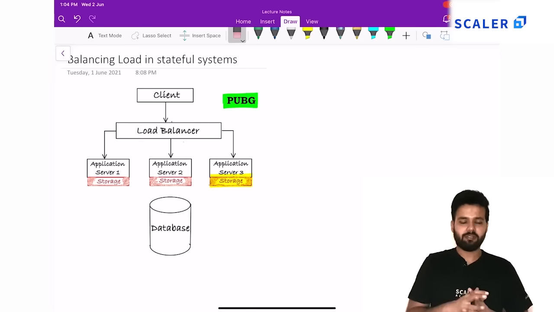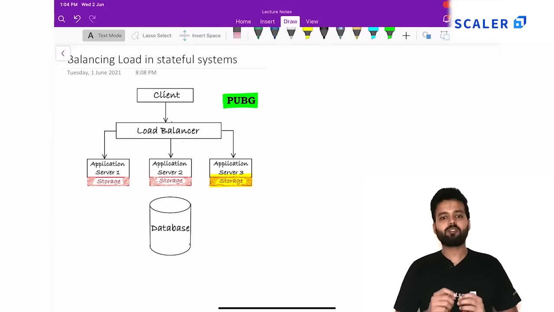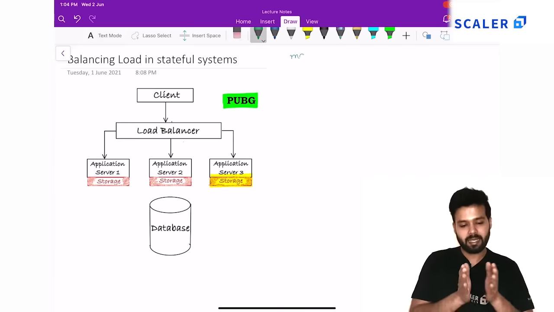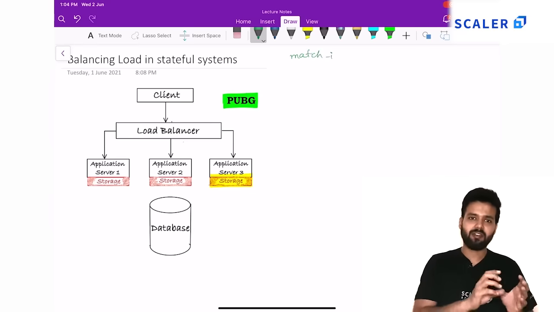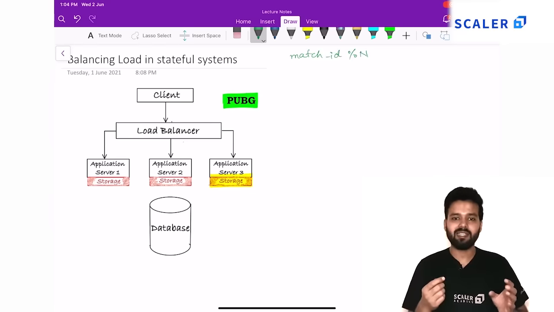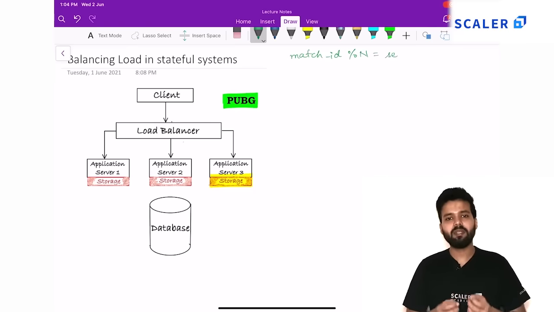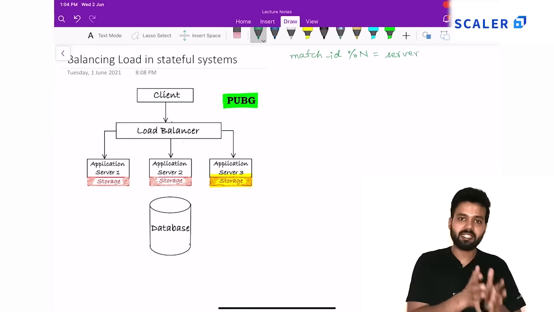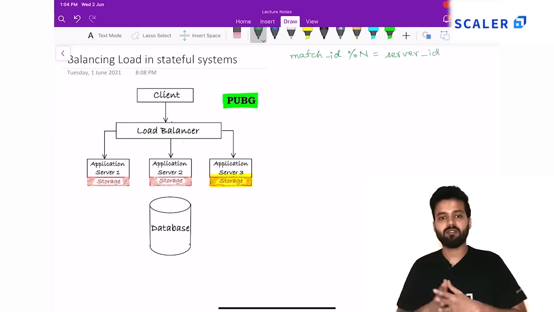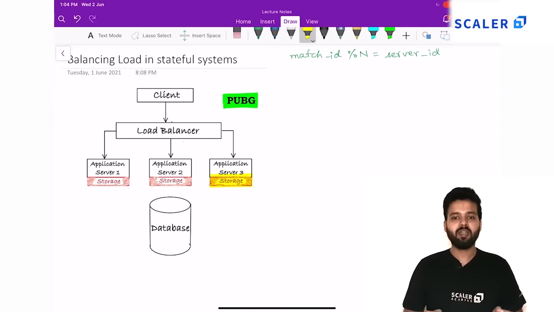The first strategy that comes to my mind, if I have to route traffic to each of the servers evenly with a match ID, is that I can simply take a mod of the match ID with the number of servers, which is n. This number will signify which server will process my request.